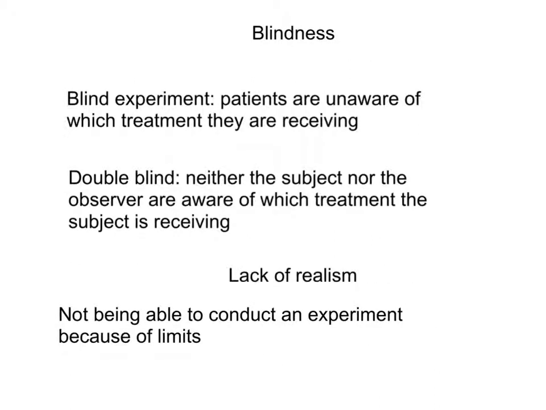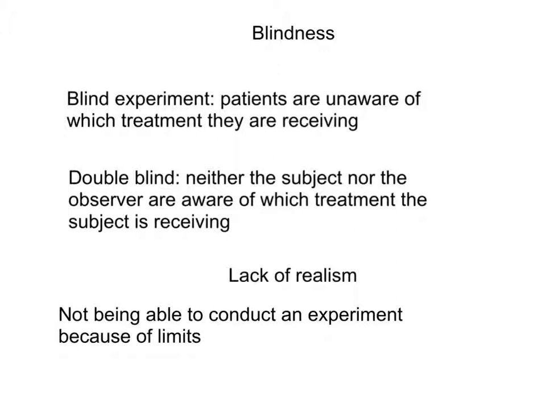Something else to keep in mind is blindness. Blindness is usually used to reduce variation and reduce lurking variables. In a blind experiment, the patients are unaware of which treatment they're receiving. This goes back to placebos and sugar pills. A patient can be given an actual drug that's trying to be proven to have an effect to reduce cancer growth or stop any other disease. So that would be one drug.